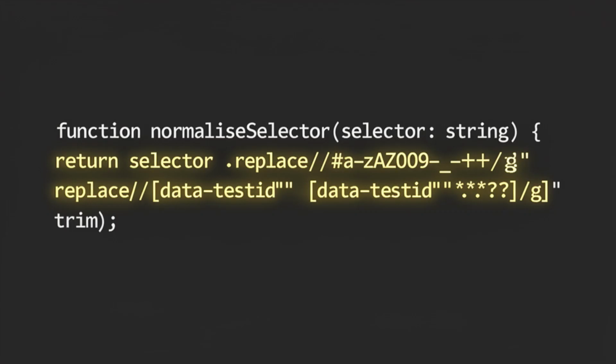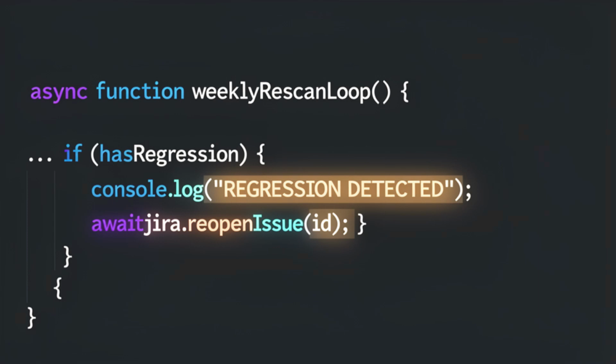Agent 3, the tracker. It deduplicates hundreds of violations into a manageable set of Jira tickets. By normalizing selectors, we group the same component issue appearing across dozens of routes. The weekly rescan loop auto-closes resolved tickets or reopens them if a regression is detected.